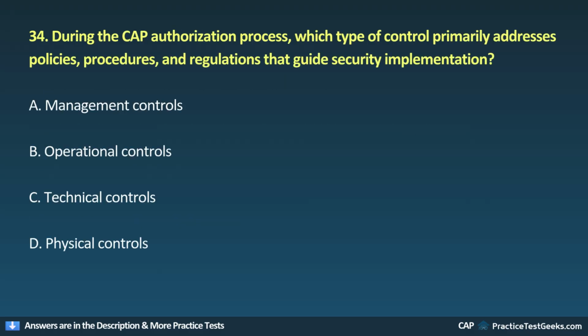34. During the CAP authorization process, which type of control primarily addresses policies, procedures, and regulations that guide security implementation? A. Management controls. B. Operational controls. C. Technical controls. D. Physical controls.